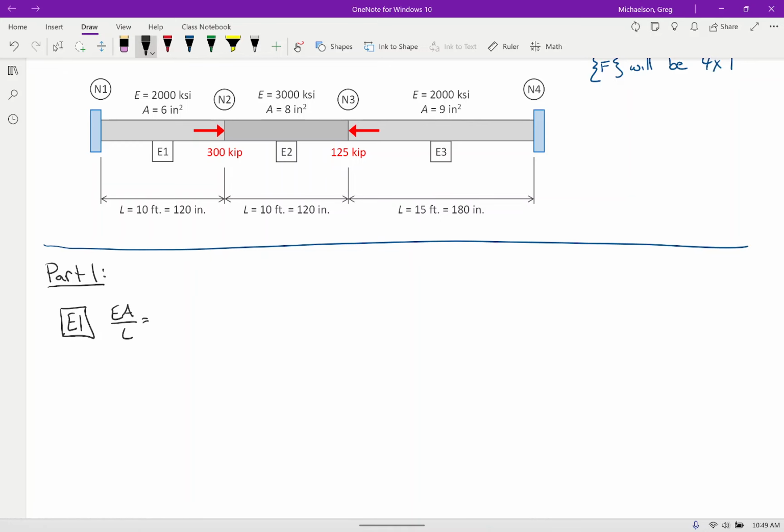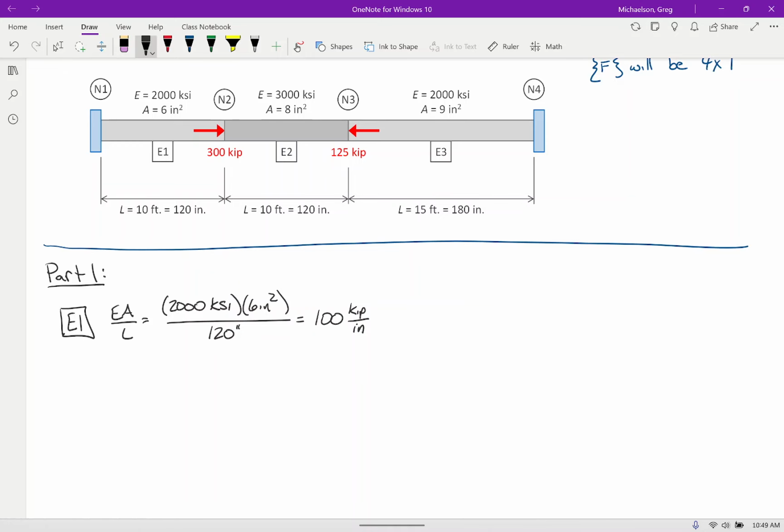So the first thing I'm going to do is I'm going to compute EA over L. And one of the things that you will find when I do matrix analysis is I almost make it a point at the beginning to make sure that I'm consistent with units. And then I stop worrying about it from then on. Is everybody okay with that? For element 1, EA over L is going to be 2,000 times 6 over 120 because it's in inches. So that's going to be 100.